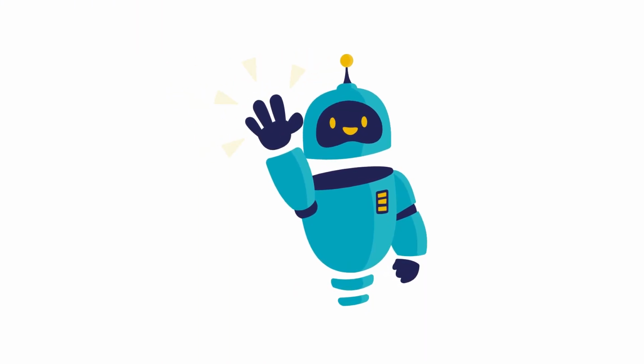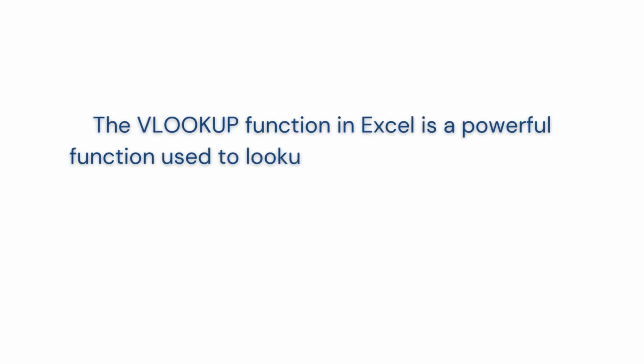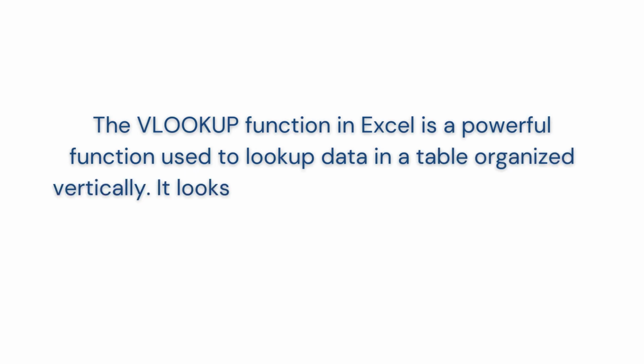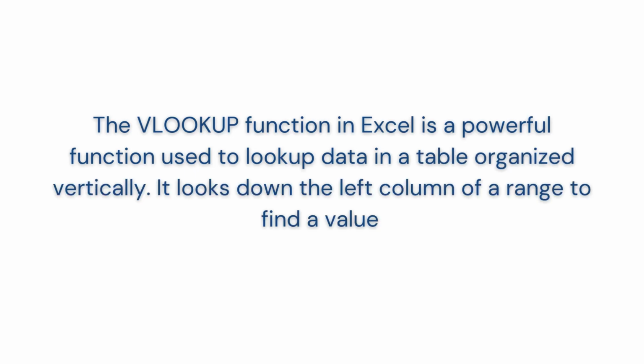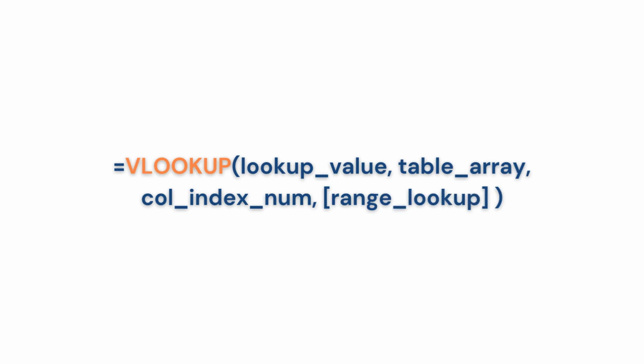In this session, we'll learn about VLOOKUP. So let's get started. It is a powerful function used to look up data in a table organized vertically. It looks down the left column of a range to find a value, and the syntax for that is VLOOKUP of lookup value, comma table array, comma column index number, comma range lookup.